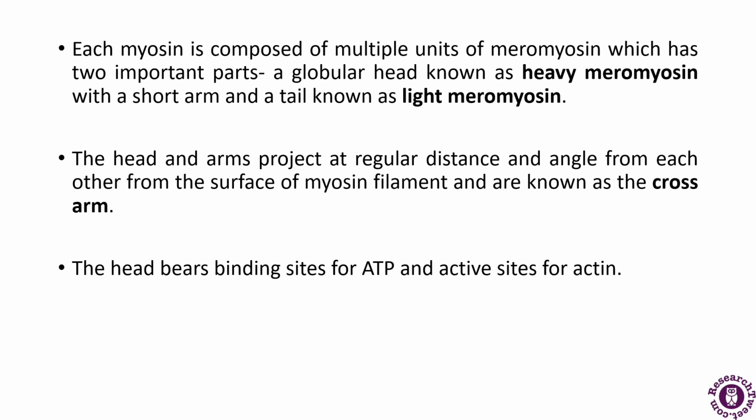Myosin binds to the exposed active site on actin and uses the energy from the hydrolysis of ATP. This pulls the actin towards the center. So the Z lines attached to these are pulled and contraction occurs. Myosin is in the relaxed state.